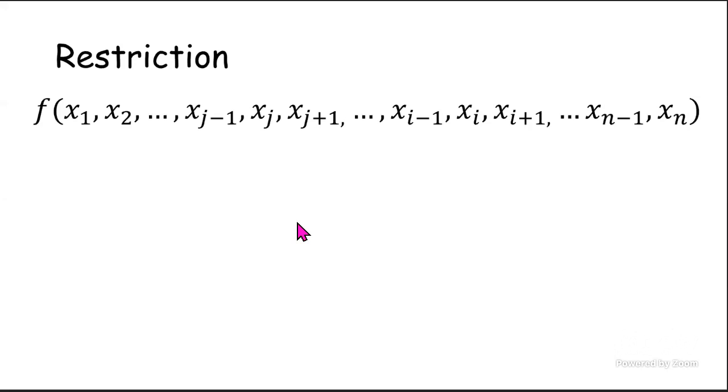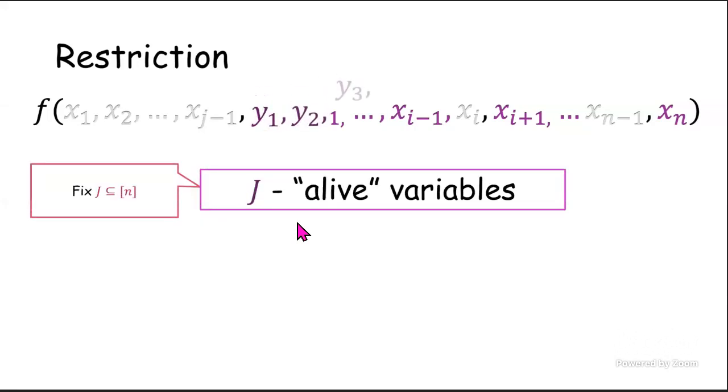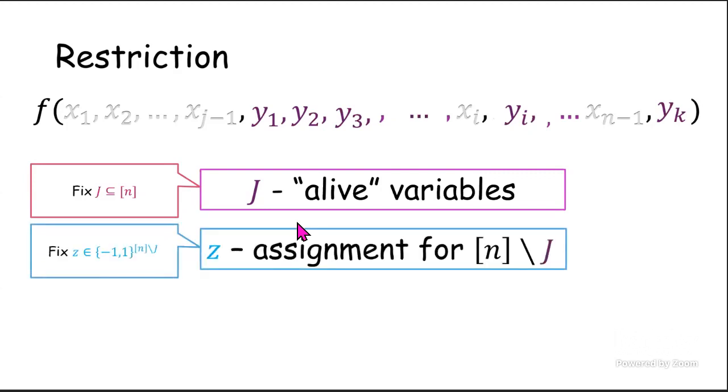So let's start with the restriction, which is not randomized. So what is a restriction? We just choose some subset of variables. Let's say f is of n variables, and some variables will be free, and some of them we will give some fixed value. And that's how we choose a subcube to look at. So we define J to be the alive variables from now on, the variables that are not constant, and Z will be the assignment for the other variables, which is, for now at least, constant.